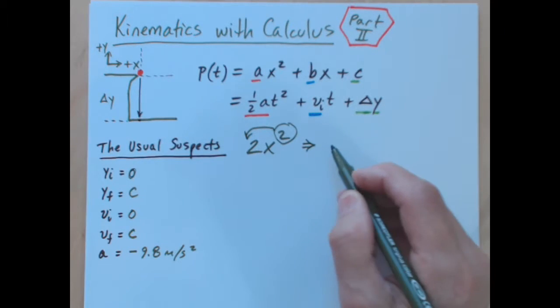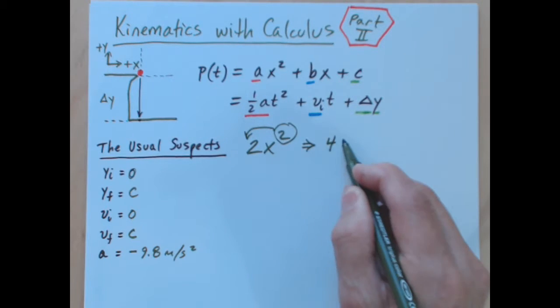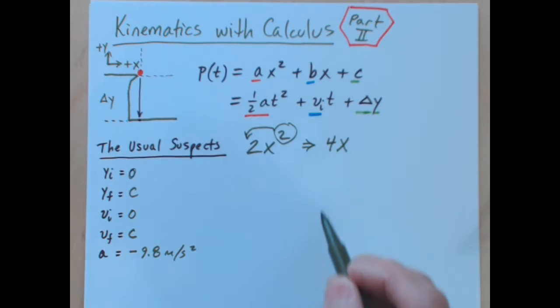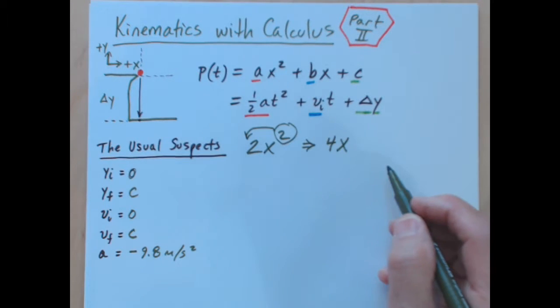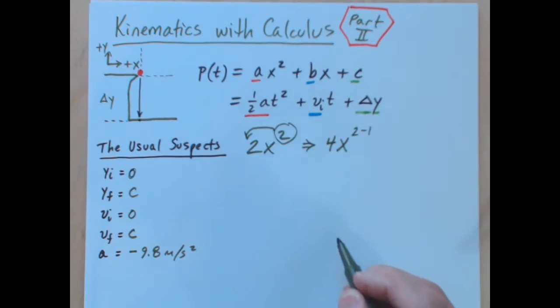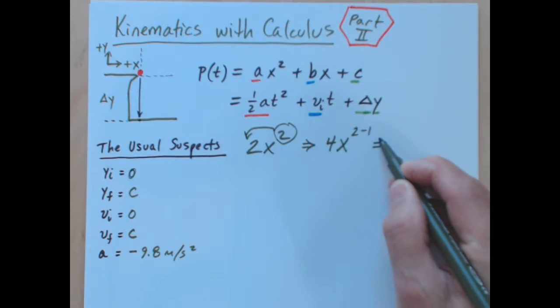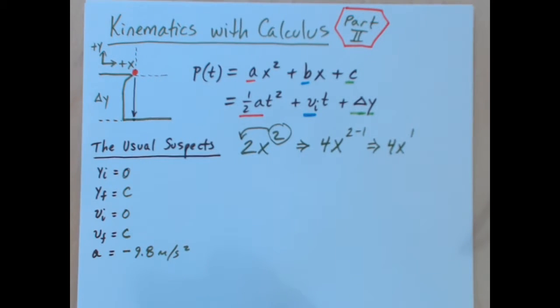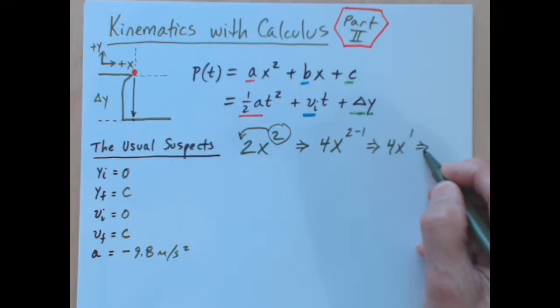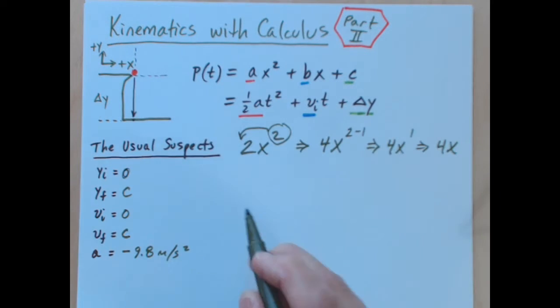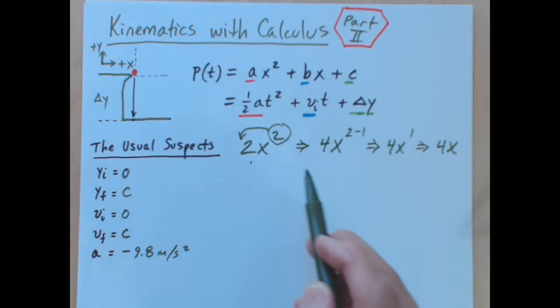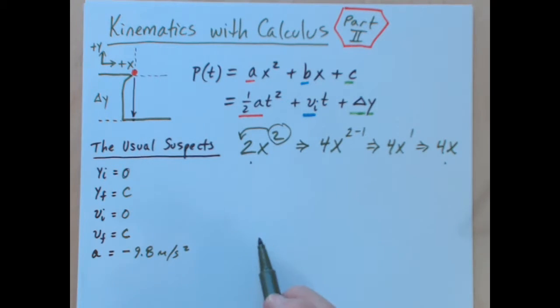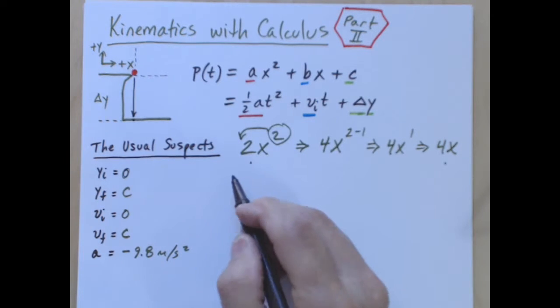Oftentimes the coefficient is 1, but in this case it's 2. So that gets us to 2 times 2 is 4x. And then we reduce this exponent by 1. So I'm thinking 2 minus 1, which is really equal to 4x to the first. But then again, we never write an exponent of 1, so we'll just call it 4x. So we might say that the derivative of this function, 2x squared, is equal to 4x. So let's go and apply that same thought process to our position function up here.